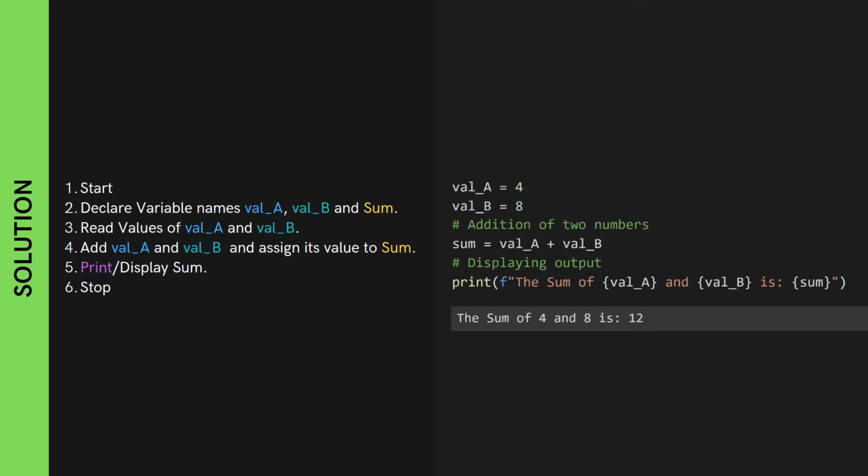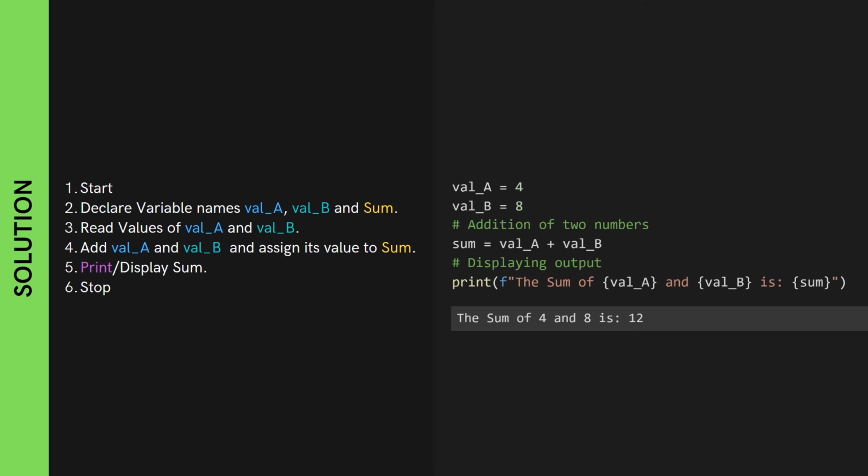So now that you have attempted the question, let's take a look at the answer. Again, we have a start point, line 1, and an end point, line 6. As seen from line 2, we start off by declaring our variable names, val_a, val_b, and sum. When naming your variables, ensure they are appropriately named. Next, we move on to line 3, where we read the values we assign to val_a and val_b.